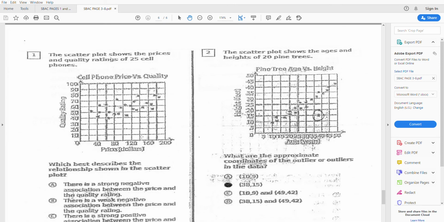Number 2, the scatter plot shows the ages and heights of 20 pine trees. So what are the approximate coordinates of the outlier or outliers in the data? An outlier is a point that is kind of away from the rest of the line. Looking here, it's a little hard to read, but I noticed this point is off, so I want to see where that's at. It's between 35 and 40, right at 15, 38. That's the only outlier I see. Everything else falls within the line.